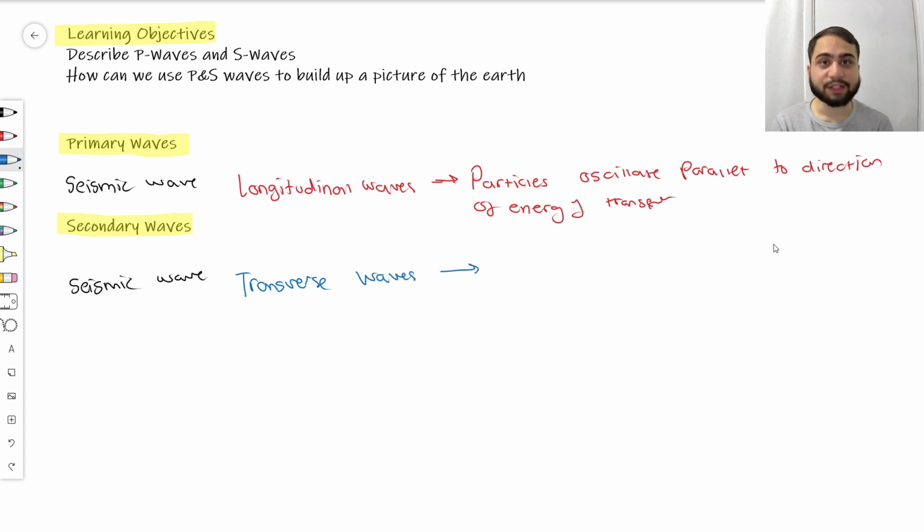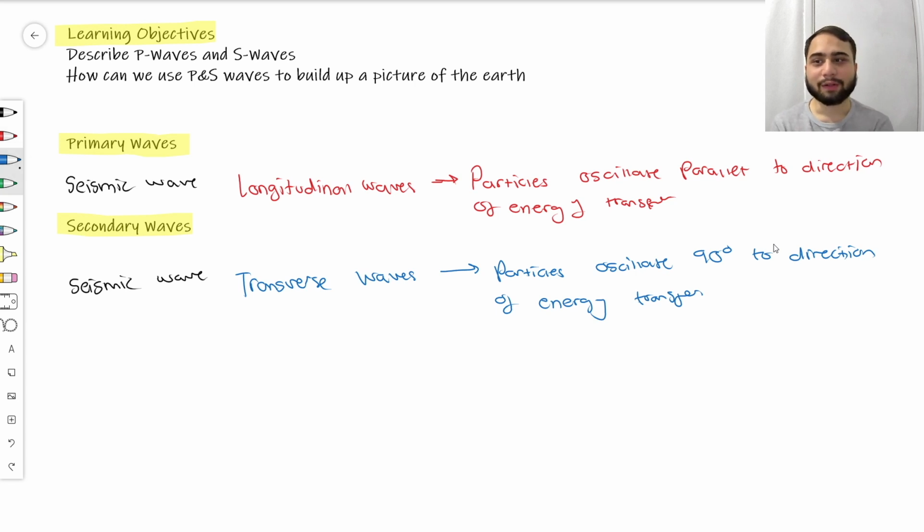And if we remember our definition for transverse waves, that's when the particles oscillate 90 degrees or perpendicular to the direction of energy transfer. Now, how can you remember that S waves are transverse and P waves are longitudinal? Well, the way I always think about it is S waves or secondary waves have an S in them, and transverse also has an S in it. So I think SS, so secondary transverse.